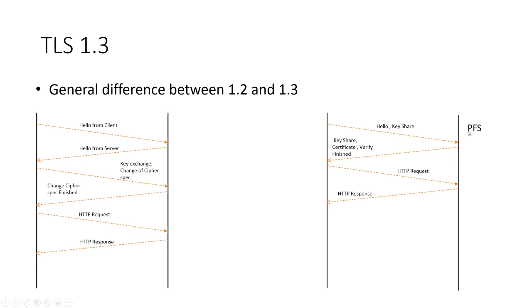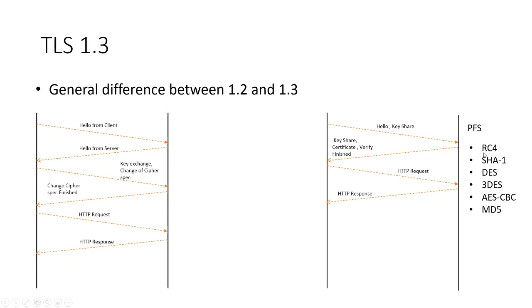Whereas TLS 1.3 supports PFS, that means it supports perfect forward secrecy. And by that, even if they get access to the private key, since it is using perfect forward secrecy, the same key will not be used in the future. So that's one thing. We have a different session where we'll concentrate on that part.